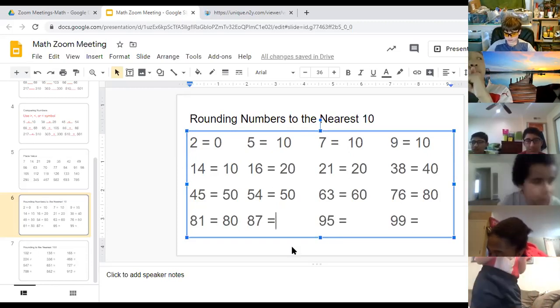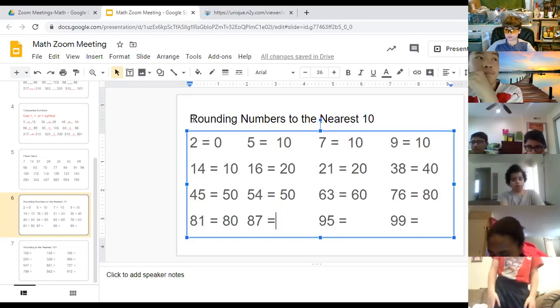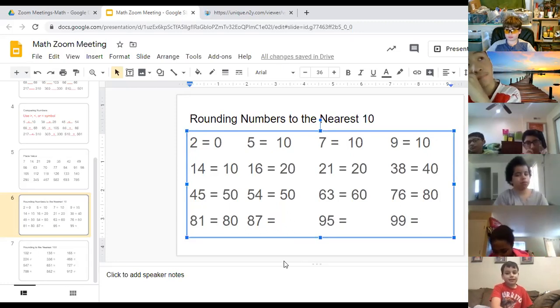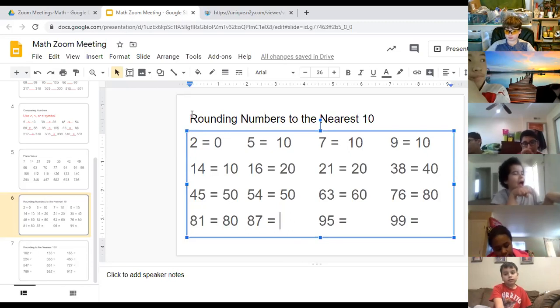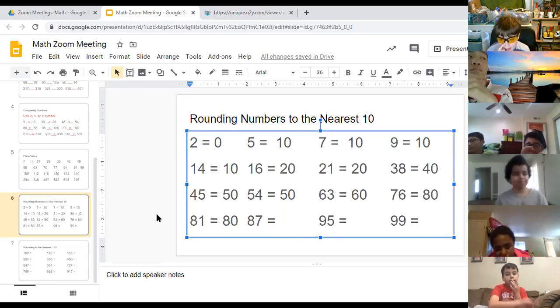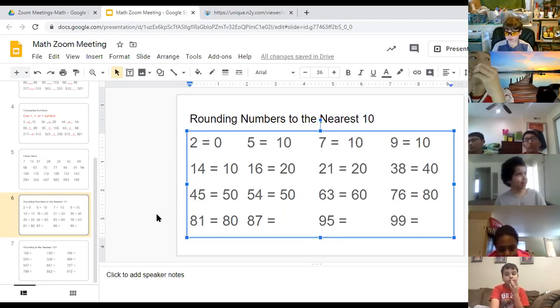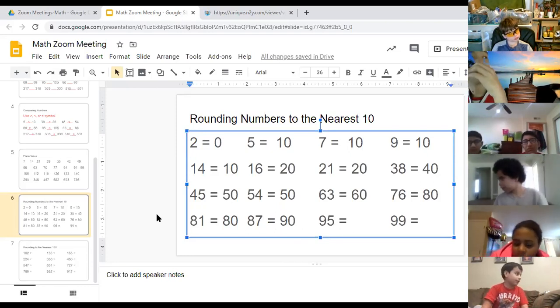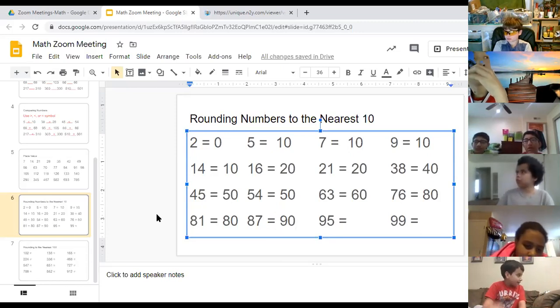Next, 87. Okay, look at the screen, my dear. The number is 87. Is 87 closer to 80 or closer to 90? 90. Good job, Luke. 87 is closer to 90. That's why when we round 87 to the nearest 10, it becomes 90. Very good, Luke.